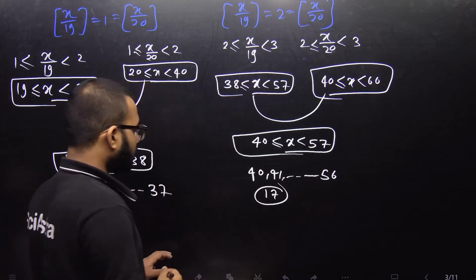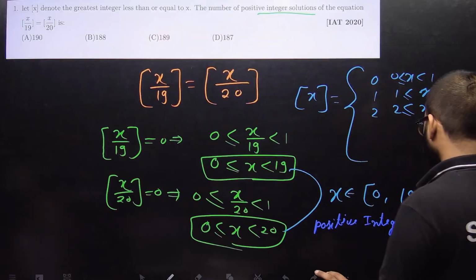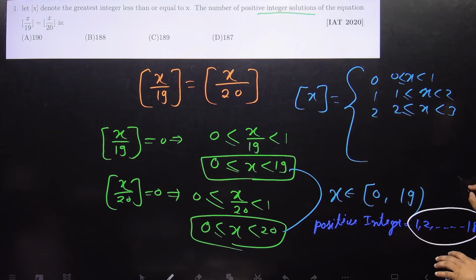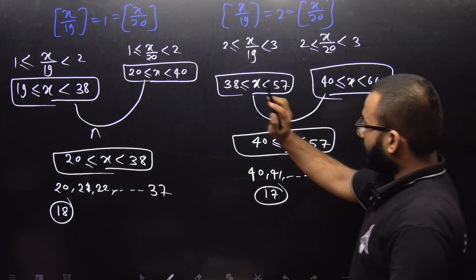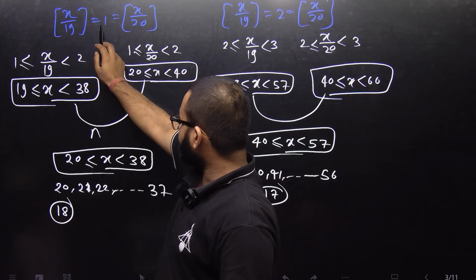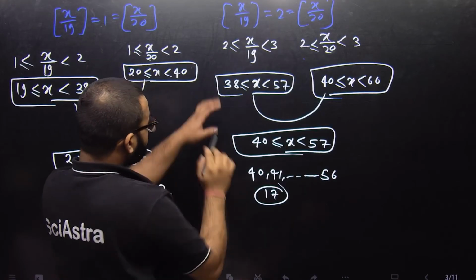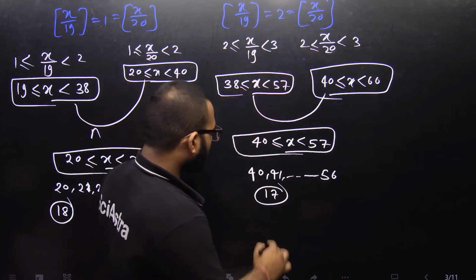So what we observe is that the number of integers decreases in every step. In this case, when we got floor of x by 19 equal to 1, we got 18 integers, but when we solve floor of x by 19 equal to floor of x by 20 for 2, we got 17 integers.